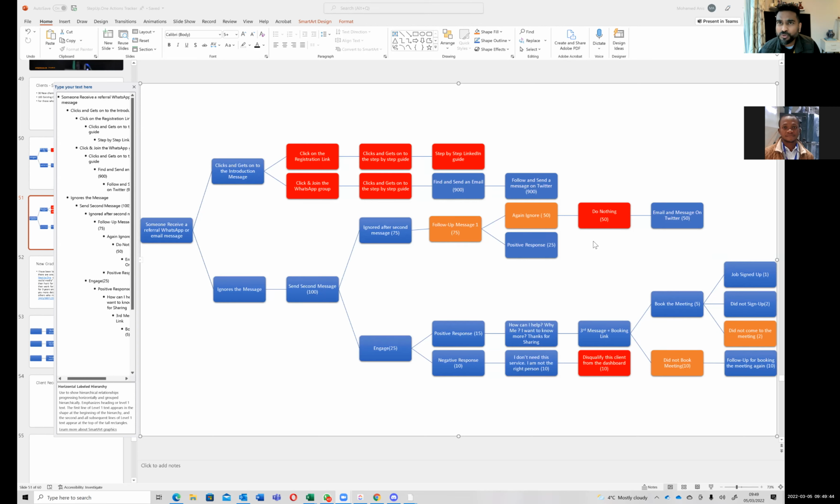Basically what we want is two things. One, get them on LinkedIn. Two, get them on HubSpot. That's all we want, right? In order to invite somebody to HubSpot, we only need their email. In order to get someone on LinkedIn, we need them to follow a step-by-step guide. So these are the only two things that we need to be doing.